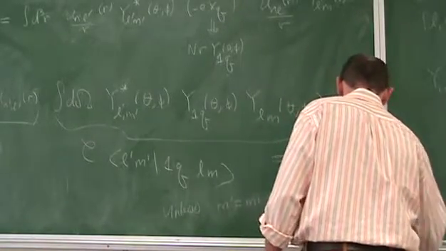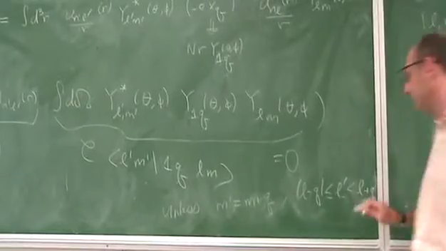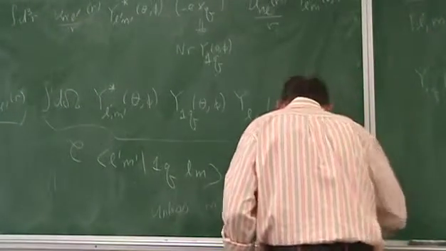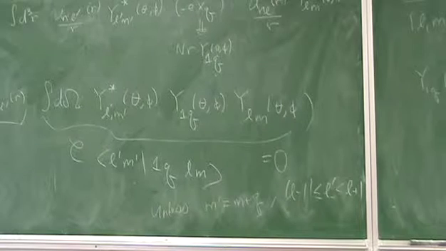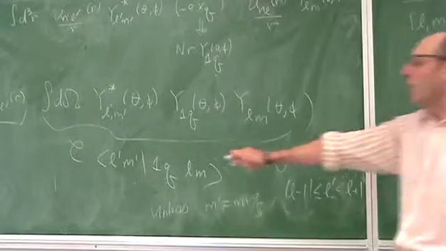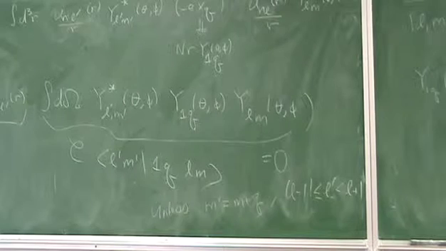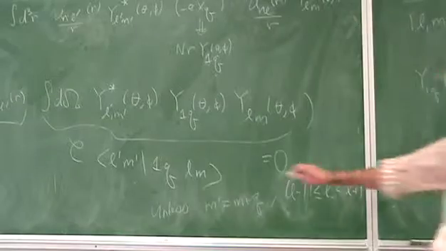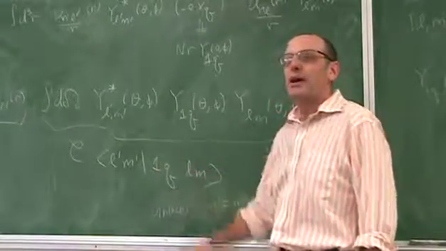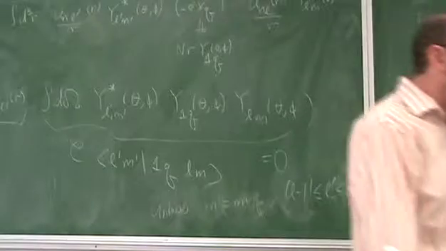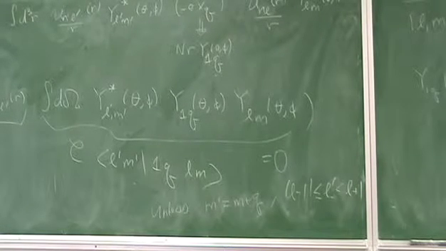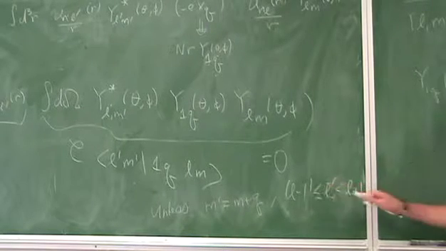L minus 1 and L plus 1. Because we know the Clebsch-Gordan coefficients vanish unless angular momentum is added properly. So the only total angular momentum is L plus 1 or L minus 1. And that is another selection rule. So not only does L have to change by odd, it can only change by 1 unit.